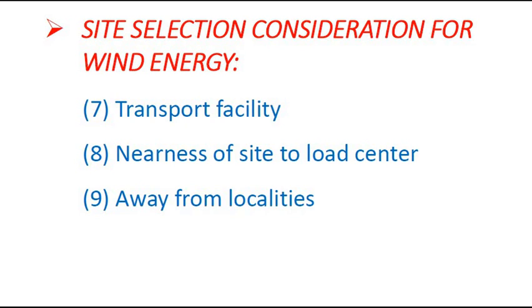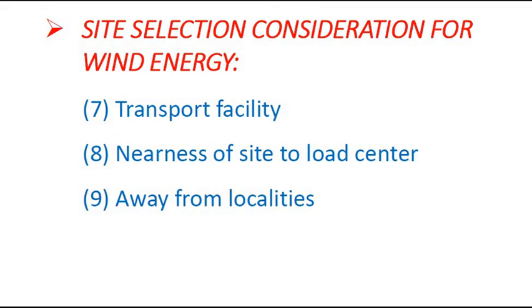Now the ninth factor, which is most important, is away from the localities. The selected site should be away from localities so that the sound pollution caused by the wind turbine does not affect the inhabitants near the areas. For this purpose, mainly four types of sites are considered. First one is plain land sites. It will utilize the plain land.